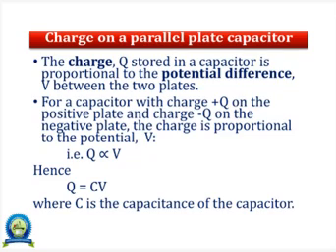And the quantity of charge that is stored in a capacitor has a unit of coulombs. The symbol for coulomb is C. So the quantity of charge stored in a capacitor is measured in coulombs, C.